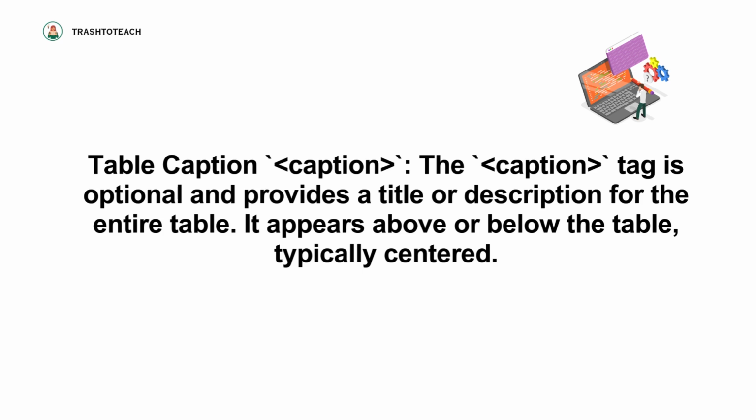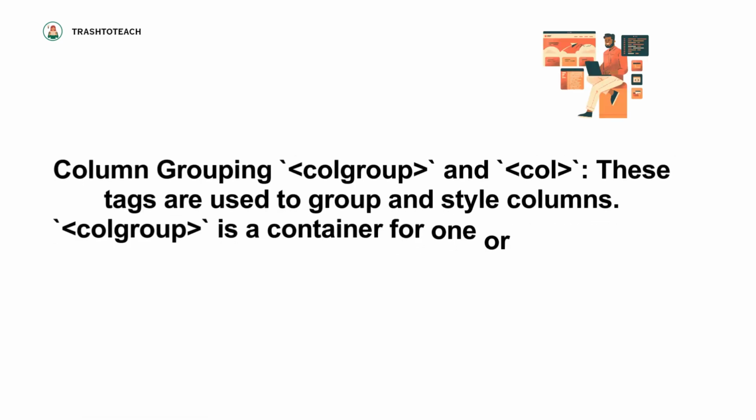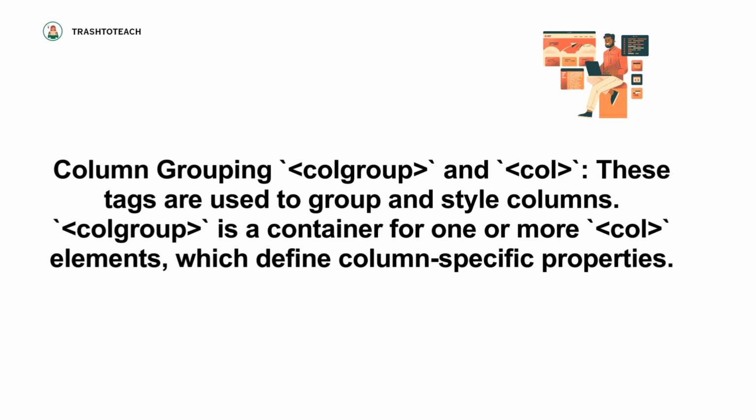Column grouping. These tags are used to group and style columns. <colgroup> is a container for one or more <col> elements, which define column-specific properties. Table body, table head, and table footer.